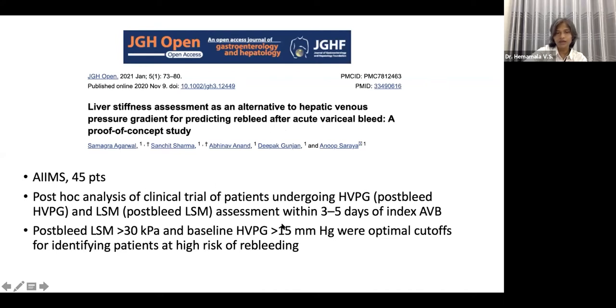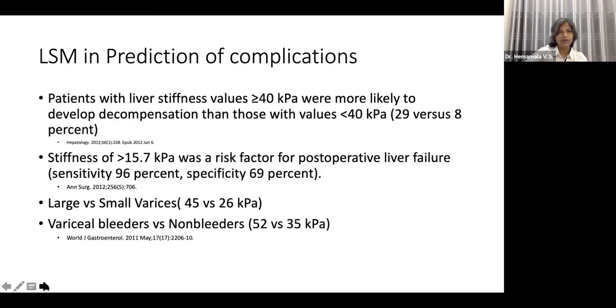So they have done it in the immediate post-bleed period, 1 to 3 days, to see what is the risk of rebleed. What they have seen is post-bleed liver stiffness more than 30 and a baseline HVPG more than 20, which we all know from before, were the optimal cutoffs for identifying patients at high risk of bleeding. So we know that liver stiffness measurement can be used to assess fibrosis. We can assess advanced fibrosis or compensated liver disease, and we can even assess to a certain extent the risk of rebleeding. Okay, it has also been studied for prediction of complications.